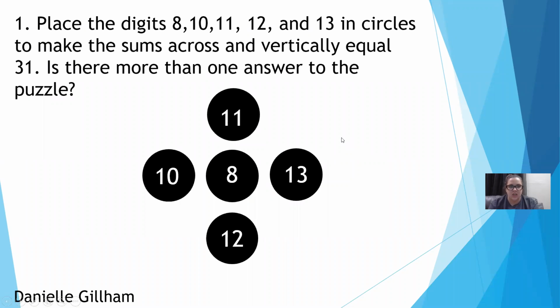All right, so the first question is, you want to place the digits 8, 10, 11, 12, and 13 in circles to make sure the sums across and vertically are equal to 31. So they're going to have to go this way and this way to equal 31. I started out with 8 being the lowest number, and then I worked my way to where the lowest number was next to 8 and the highest number of the digits. And so when I did that, 10 plus 8 plus 13 equals 31, and 11 plus 8 plus 12 equals 31.